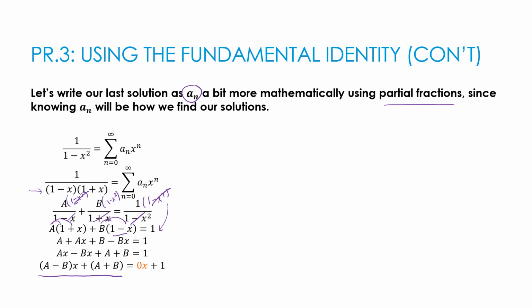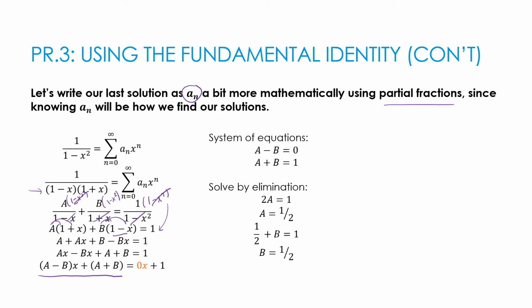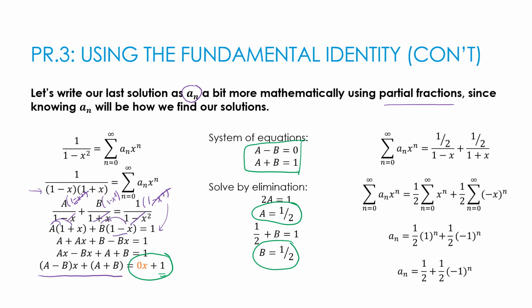So again, I'm looking at 0x plus 1, so I need a minus b to be 0, and I need a plus b to be 1. So the question is, where did I randomly come up with 0x plus 1? Well, I need my coefficient to be 1. I don't need there to be an x. So I've got 0x plus 1. Here's my system of equations. We can solve the system by substitution or elimination. If you'll notice, I've used elimination. I've come up with a is 1/2 and b is 1/2. So rewriting it, replacing a with 1/2 and b with 1/2, I end up here.